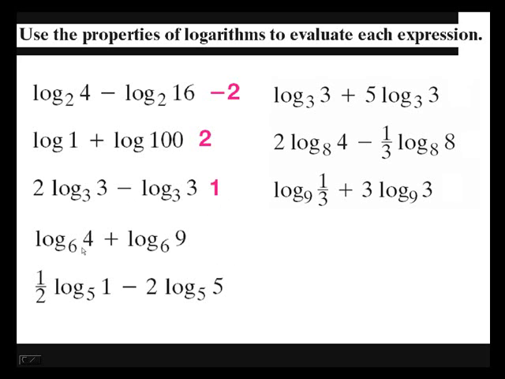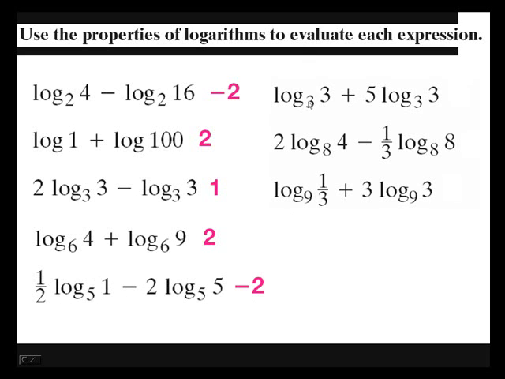Let's see, I can't do log base 6 of 4, and I can't do log base 6 of 9. So I'll multiply it together, get log base 6 of 36. So 6 to the what is 36, that's 2. This is square root of 1. Let's see, that's 1. So 5 to the what is 1, that's 0. And I've got 5 to the what is 5 squared, that's 2. So 0 minus 2 is negative 2.